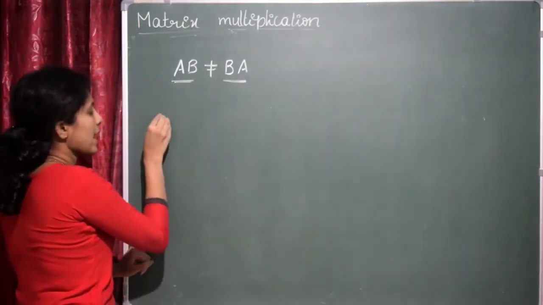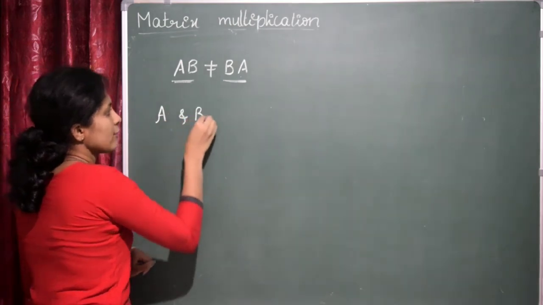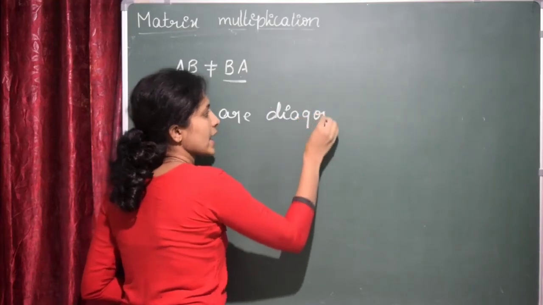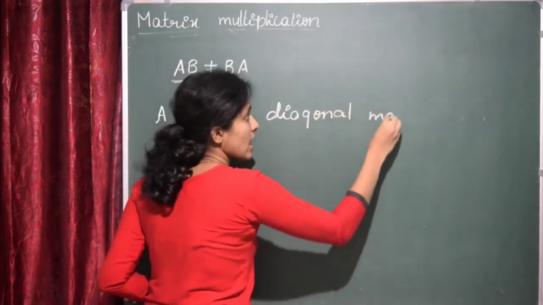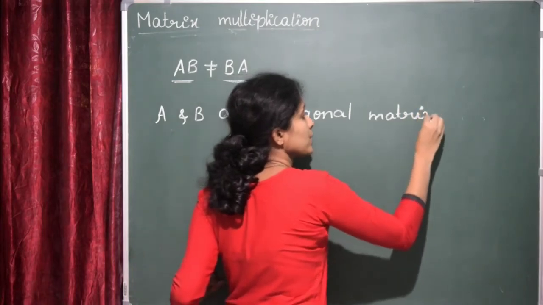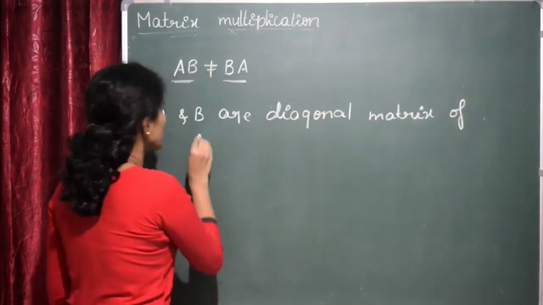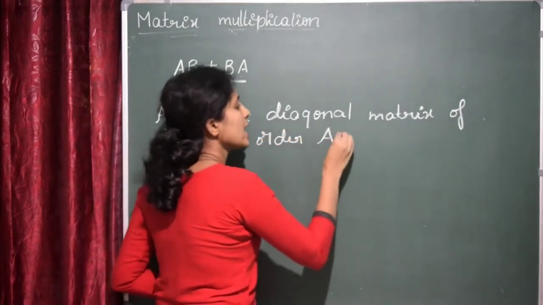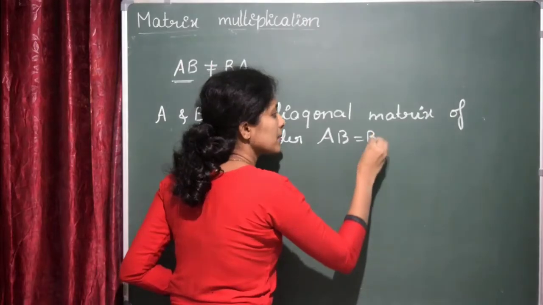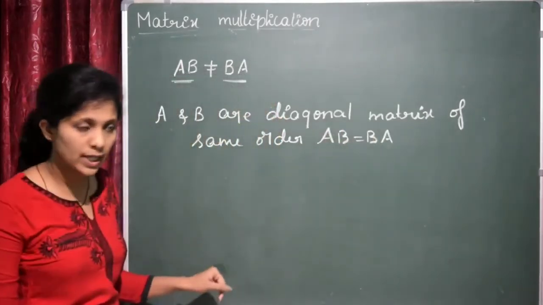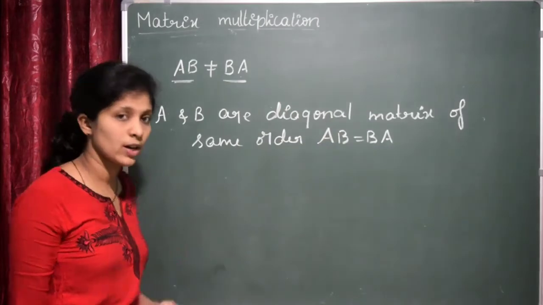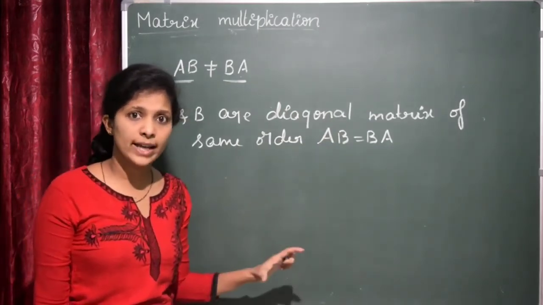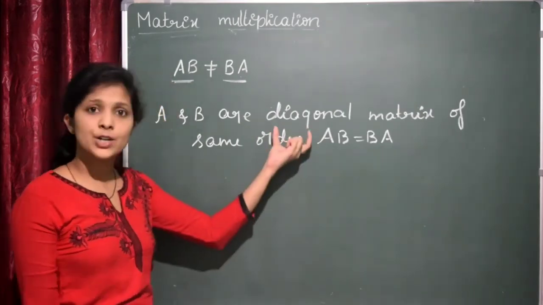That is, if the matrices A and B are diagonal matrices of the same order, both matrices should be of the same order, then matrix multiplication will be commutative. That is, AB is equal to BA. What is meant by a diagonal matrix? Only the diagonal elements will be present and non-diagonal elements will be 0. That means it should be a square matrix.